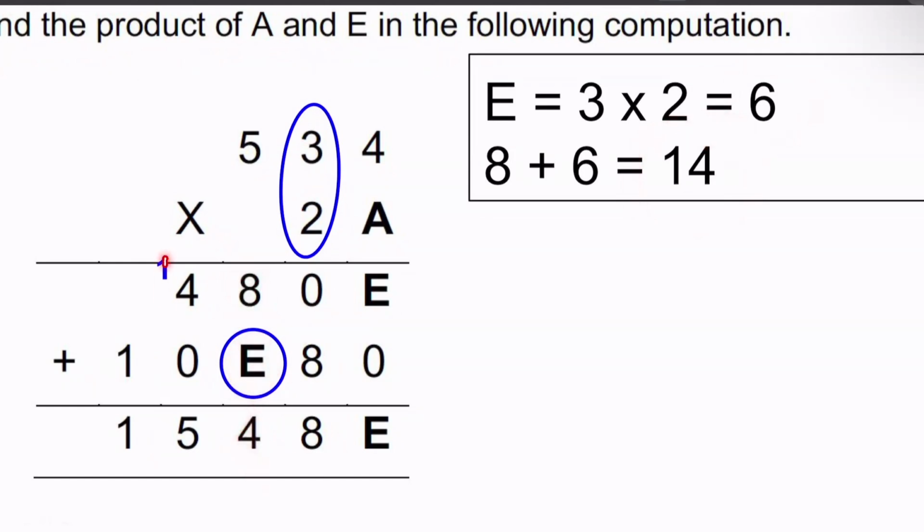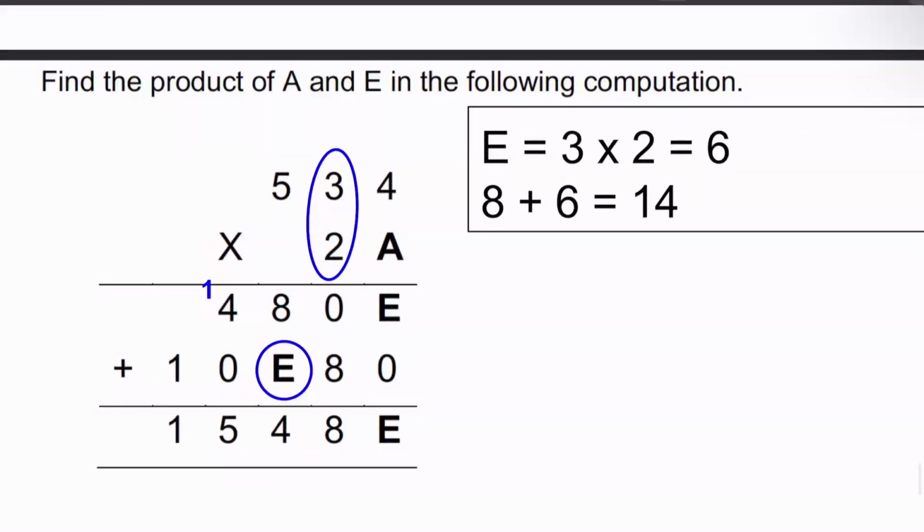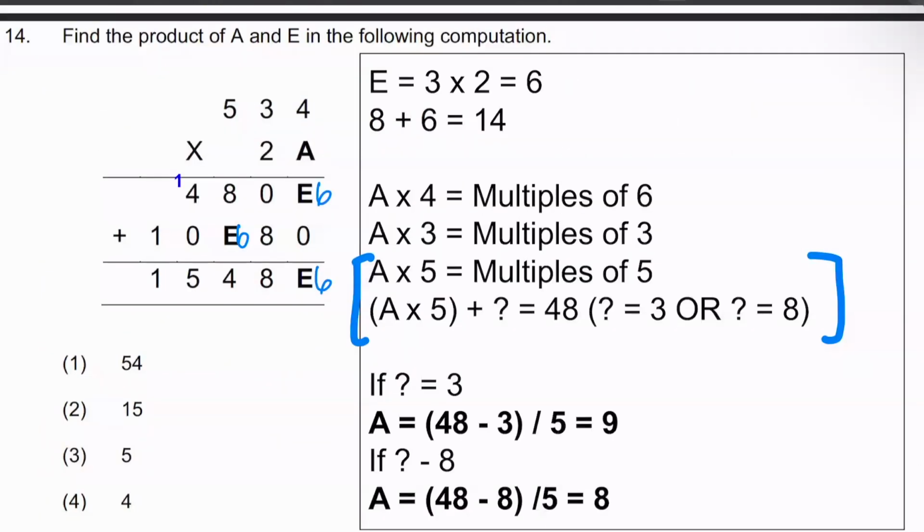4 here, and then I carry over 1 here. Okay, so 4 plus 1 is 5. I am on the right track. And 1 is 1 here. So I am gaining more confidence that E is definitely 6. Okay, let's try to solve for A now. So now that we know that E is equal to 6, E6 is here. So let's test out.